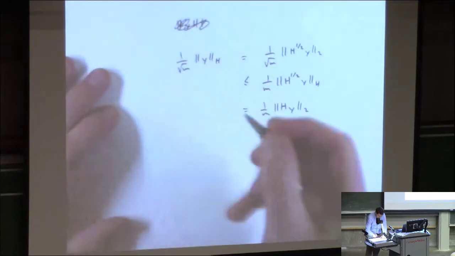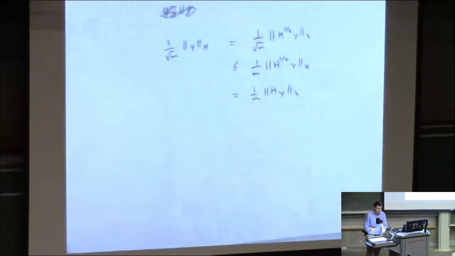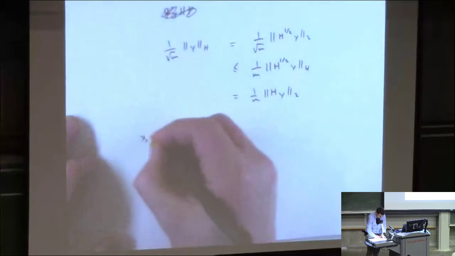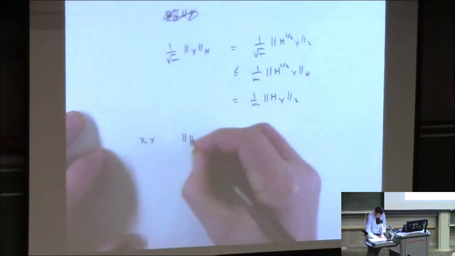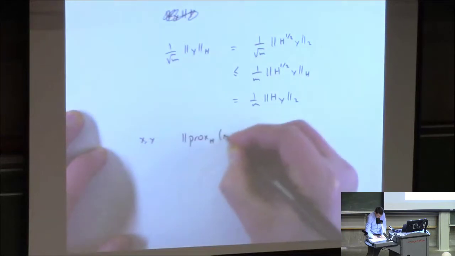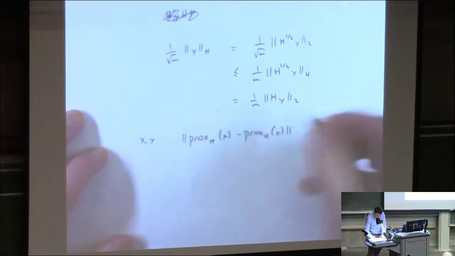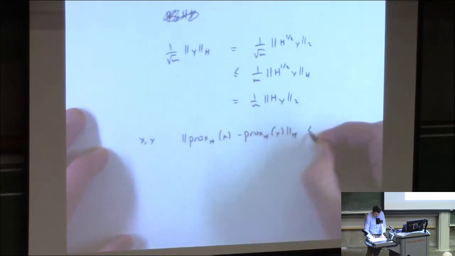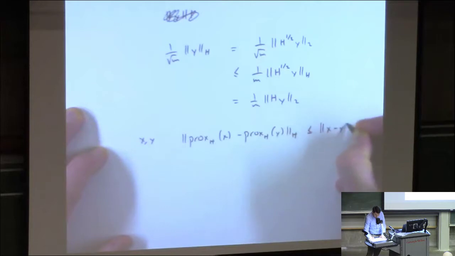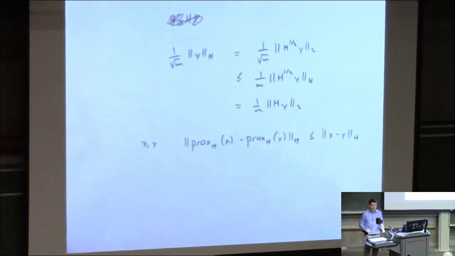So the property is that if I have two points, x and y, then if I take the prox_h of x minus the prox_h of y in the h norm, this is less than or equal to just x minus y in the h norm. So when I apply the prox operator to two terms inside a norm like that, it will only bring them closer together. This is often easiest to see visually for a projection.